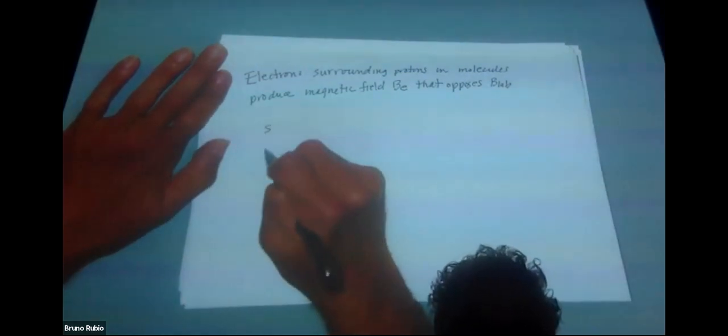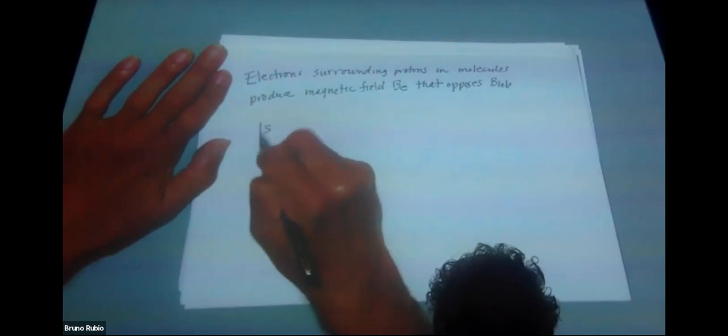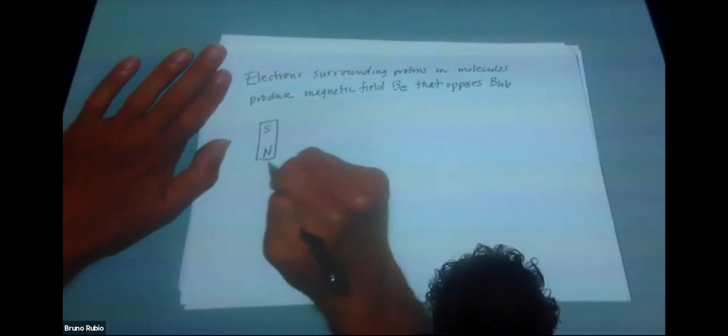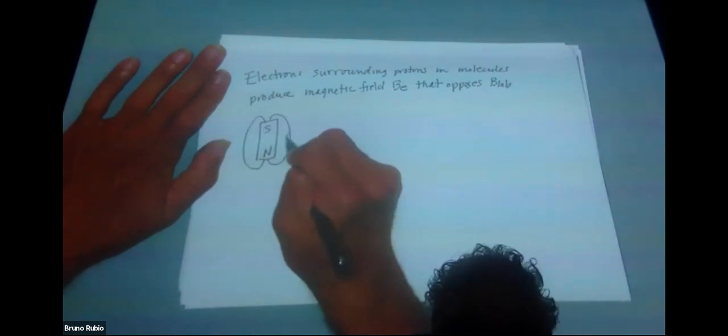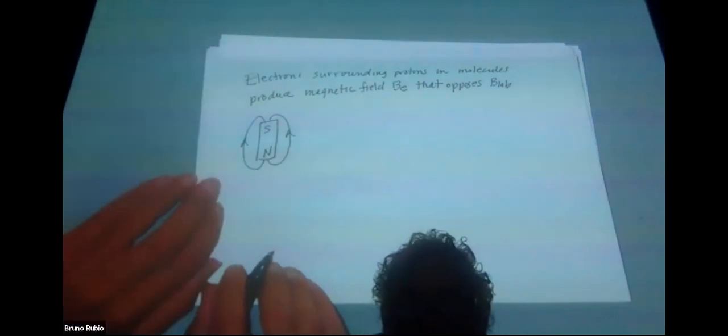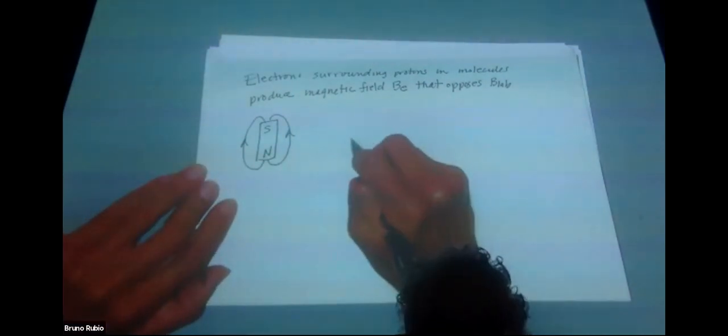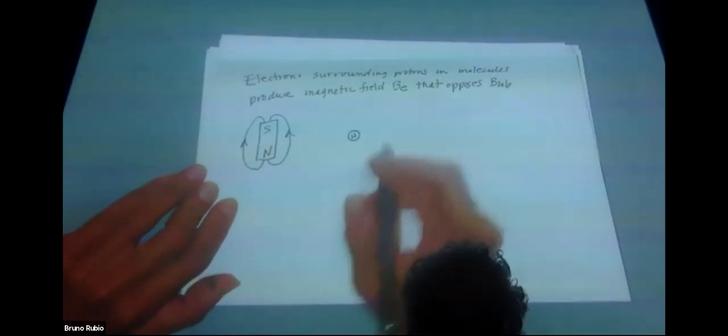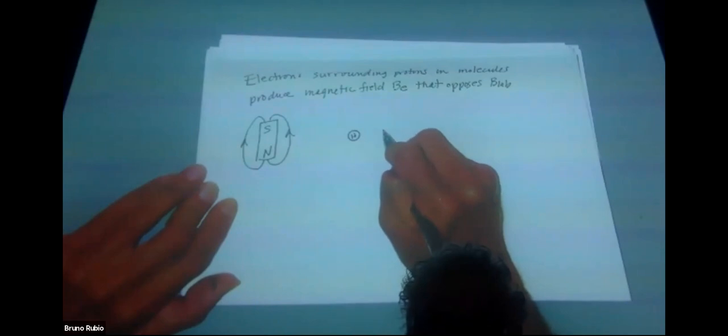So let's go to another simple little picture here. There's our laboratory magnet with the lines of force going from the North Pole to the South Pole. And here's our proton. And now this proton is in a molecule.